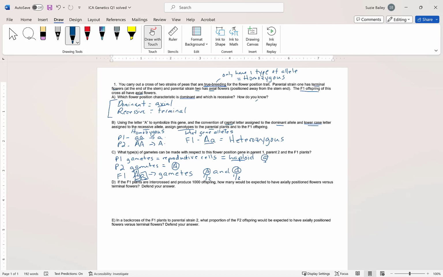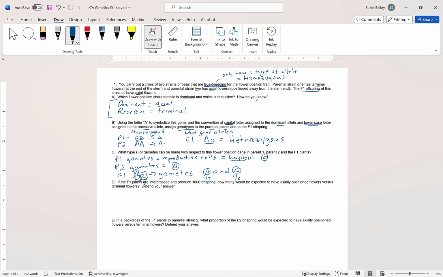So what types of gametes can parent 1 produce? Haploid gametes containing only the recessive allele, that's all parent 1 has to pass on. Parent 2 can only pass on the dominant allele in its haploid gametes. And the F1 generation has 2 different types of haploid gametes that can be produced. Gametes containing the dominant allele and gametes containing the recessive allele.